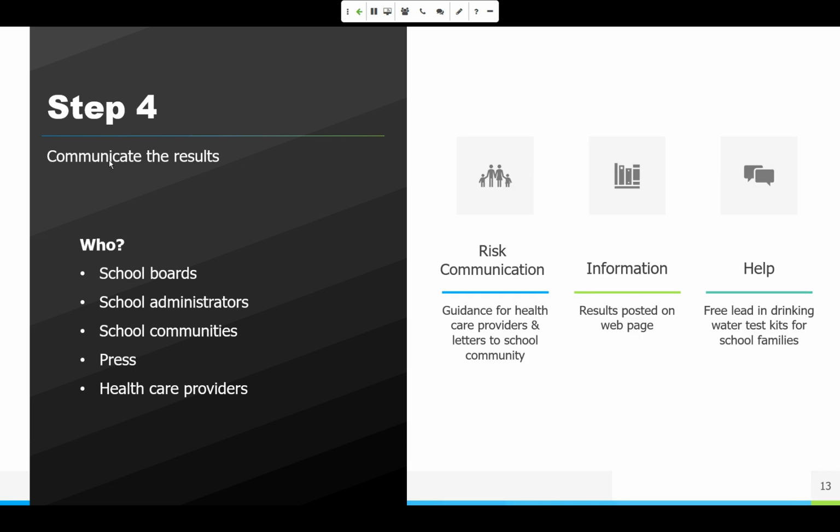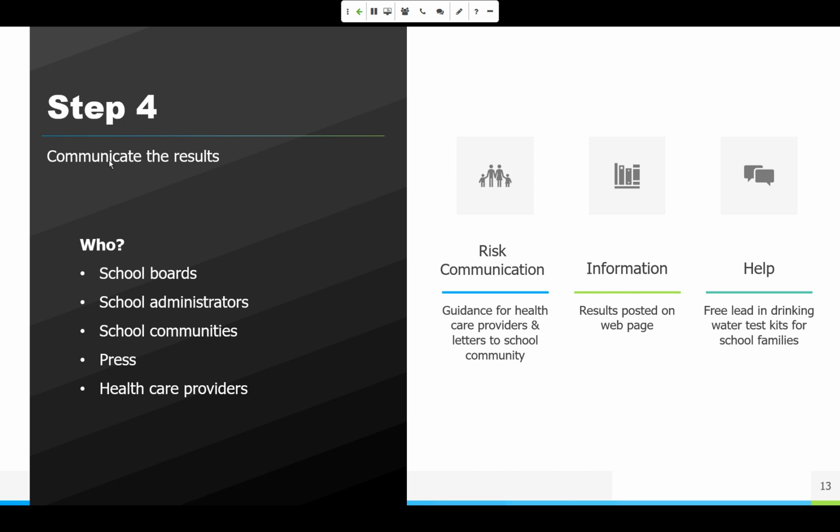The results were compiled and sent to the school administrators, and we also sent them letter templates to send out to their school communities. There were 3 different scenarios. One was if it was below the Vermont Health Advisory level of 1 part per billion. The second was if it was above that health advisory level, but below the federal action level of 15 parts per billion. And the third was if it was above the federal action level. We provided those to schools so they could let their school community know what the results were.